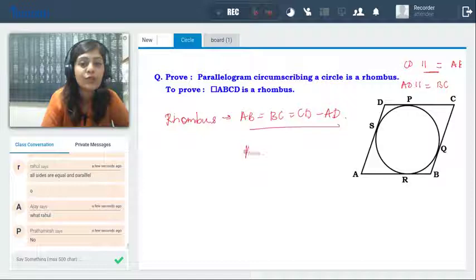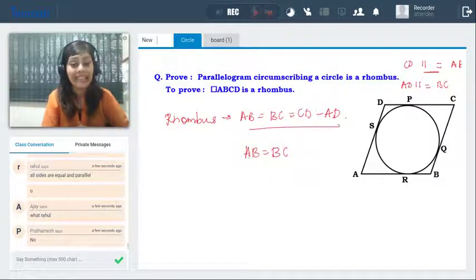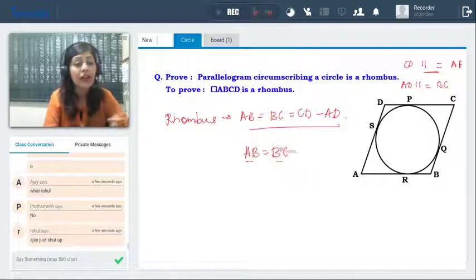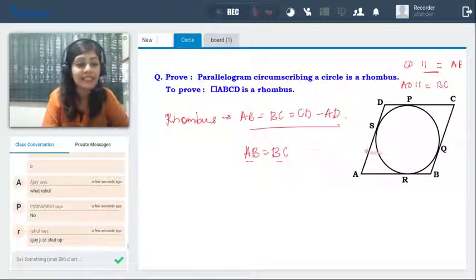It is sufficient to show AB equal to BC. Now, why do I say that? AB and BC are a pair of adjacent sides. Yes, AB and BC are a pair of adjacent sides.